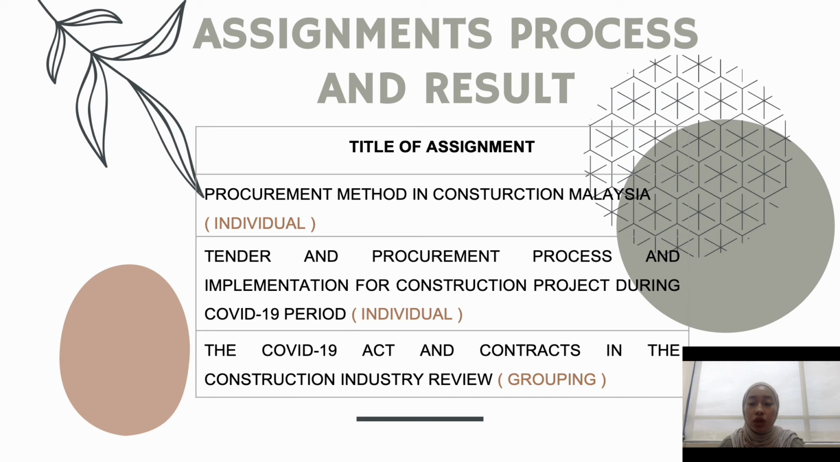Lastly, each student has only one group assignment. The COVID-19 Act and Contract in the Construction Industry Review is the title of the assignment. In this project, the student must form a 5-person group. My group includes Nur Aina, Nur Farhani, and Amir Muhammad Faizul. Also, Nur Azaliza Nazla is among the members of this group. In this assignment, students must determine the impact of the COVID-19 Act 2020 on the Malaysian construction industry. The student will be able to analyze the present procurement scenario in the construction industry as a learning outcome for this assignment.